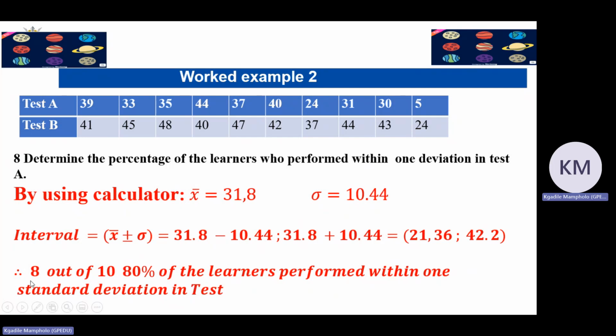Because they are 8, it's 8 out of 10, which is 80%. It means 80% of the learners performed within one standard deviation in test A. That's how it's done.